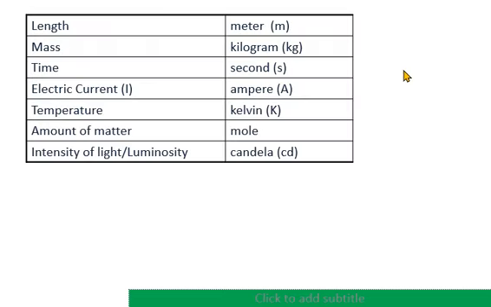And in this system we have seven main parameters, which are measured in the following ways: length in meters, mass in kilograms, time in seconds, current in amperes, temperature in Kelvin. So here try to remember that temperature is not in Celsius but in Kelvin, and this is the SI unit. Amount of matter, N, is measured in moles, and intensity of light is measured in candela.